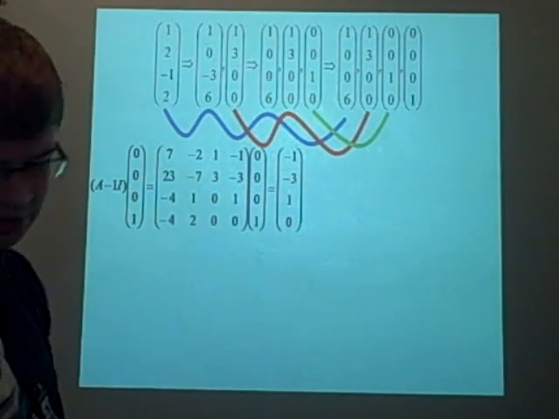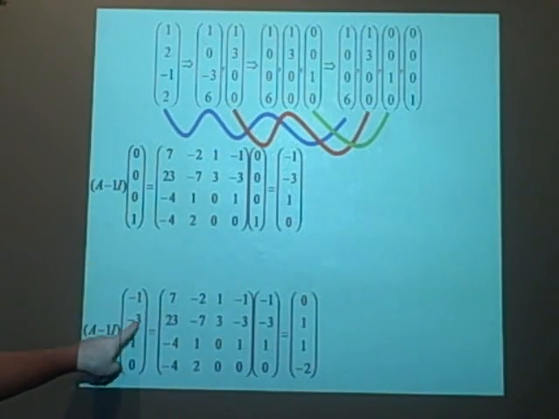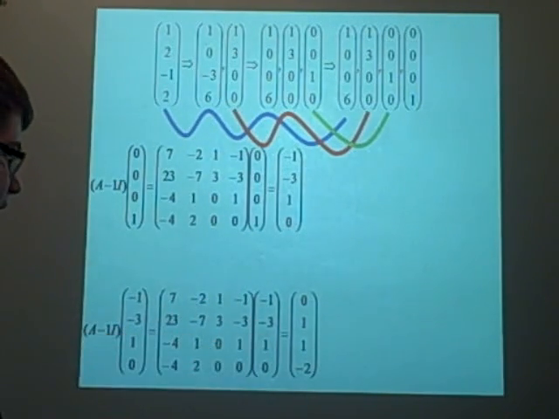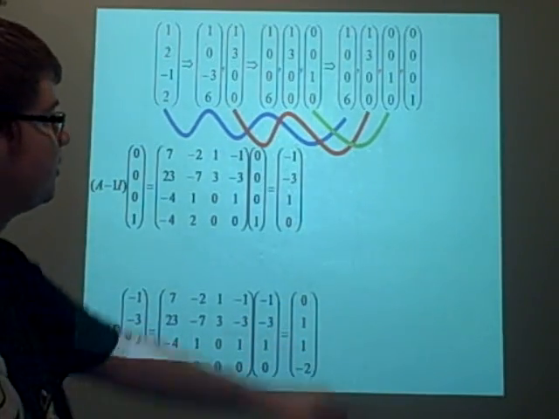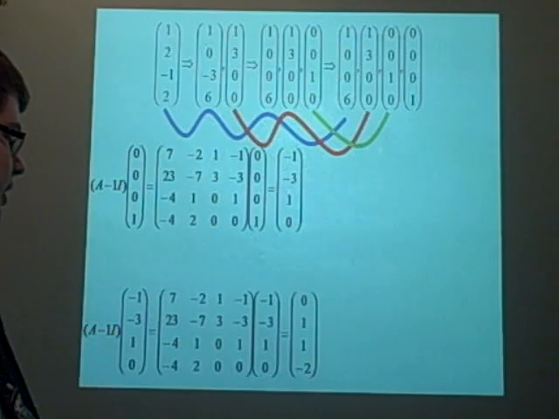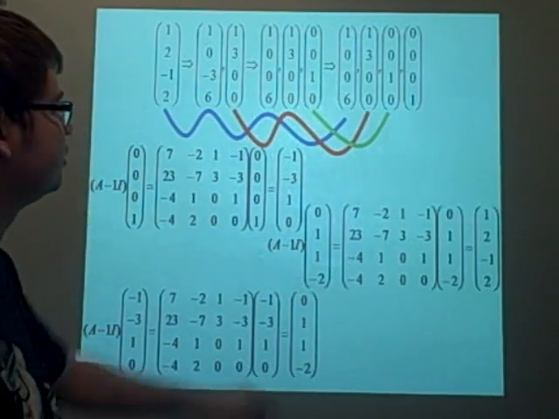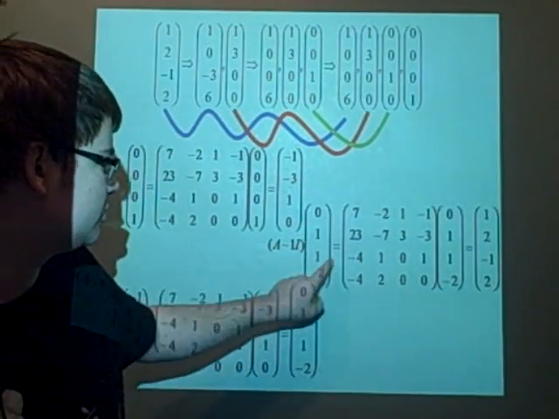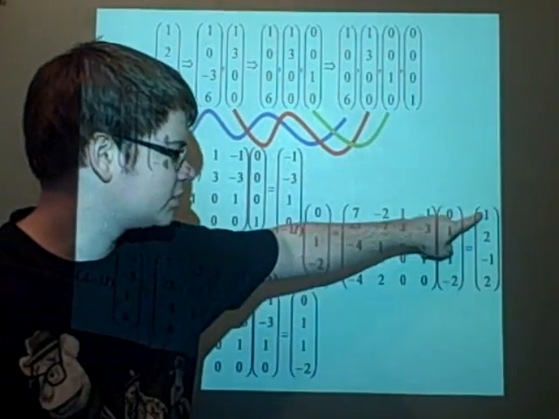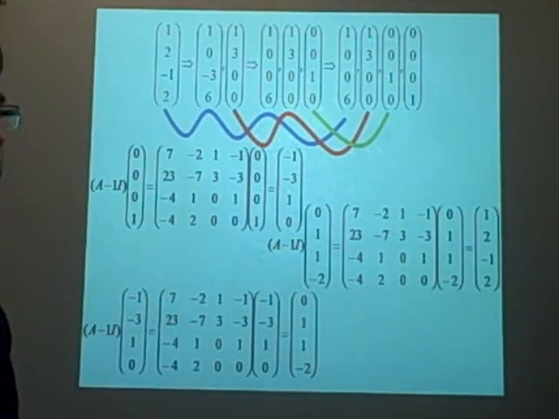Now we want to do exact same again, but using this matrix, that, so that times that, and this gives us 0, 1, 1, minus 2. So this replaces this. And now we want to do the exact same again for a final time to replace this one by something. So we get this times this, which gives us 1, 2, minus 1, 2, which is actually the one we started off with. So that's quite pleasing, really.